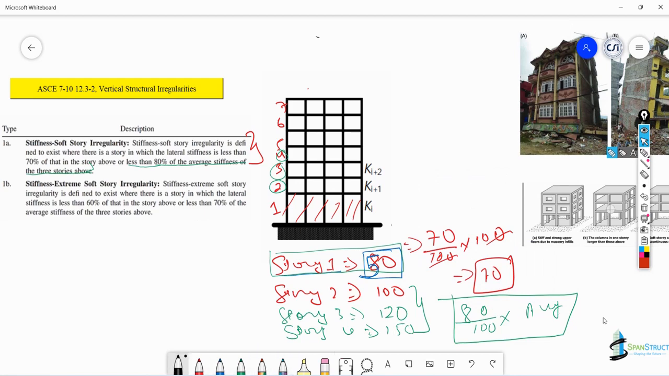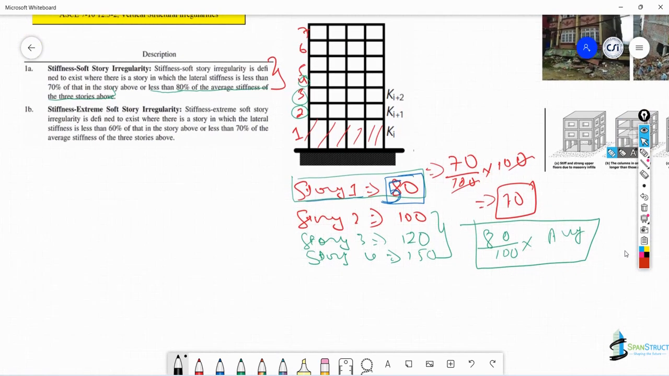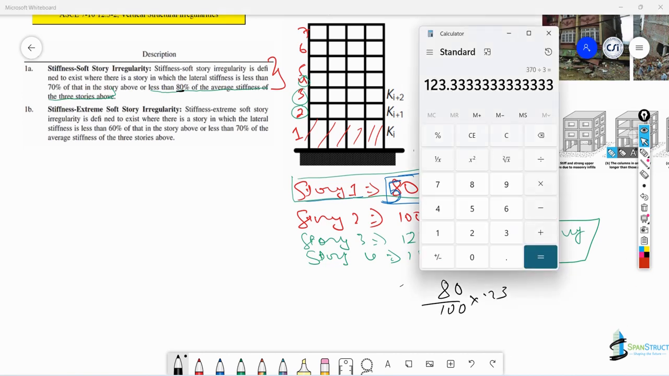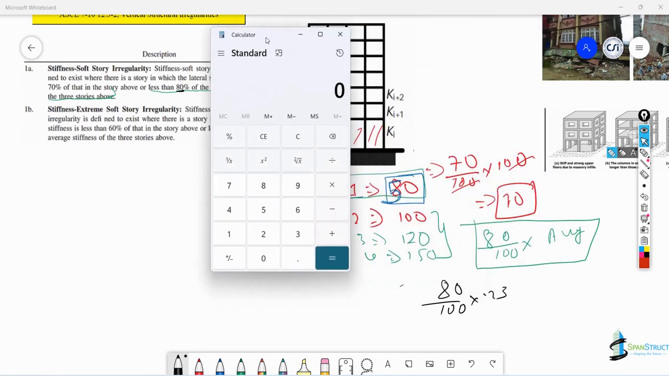No, 70% will not work. You have to calculate it at 80%. As you can see here, we have to look at 80% of 123. Now let us calculate it. Now it is coming 98.